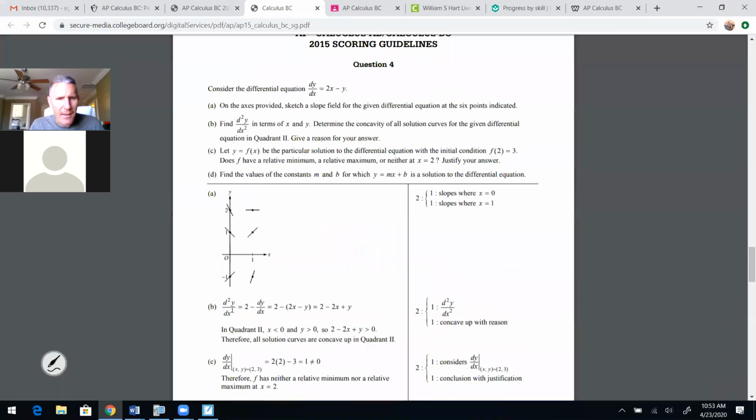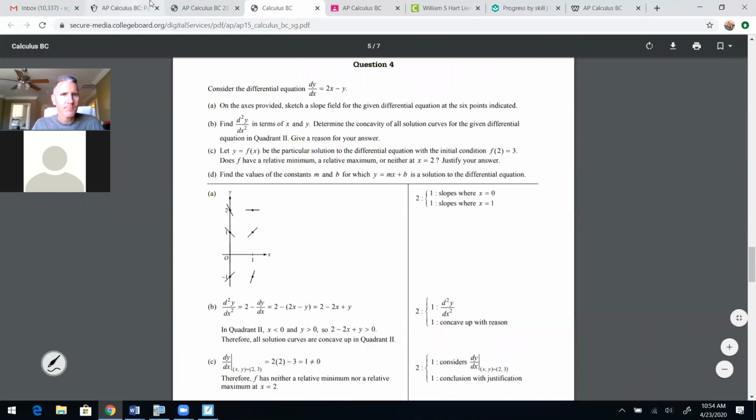So for B, they had the second derivative. In quadrant 2, x is negative, y is positive, so that's always going to be positive. So all solution curves are concave up. Part C, we get that the derivative at that point is not 0 because it's 1, so there's neither relative min nor relative max there. Easy enough, right? Okay, and then we get to D.